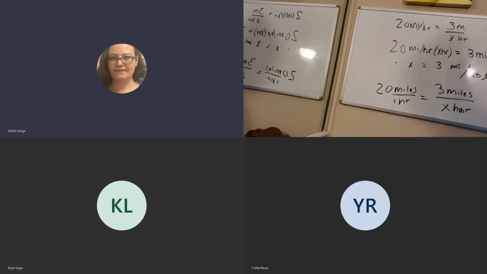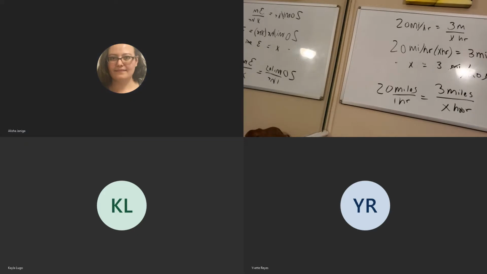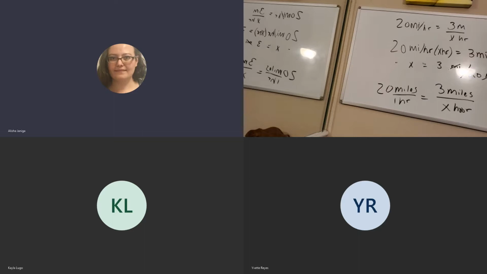That should be 3, excuse me. So if we do 3 divided by 20, what do we get? Point 15. So it's going to take you 0.15 hours to go through this school zone.